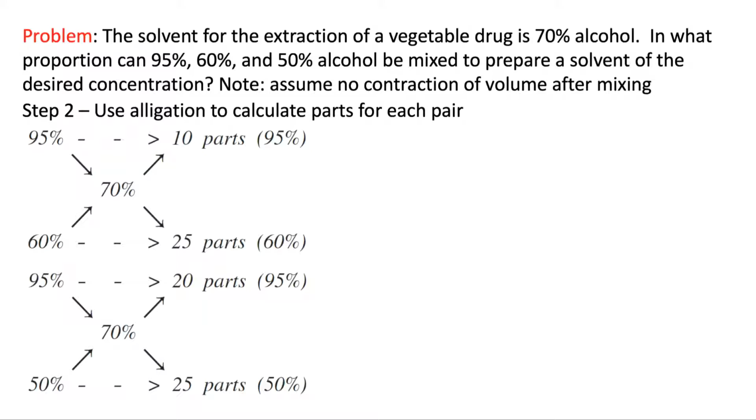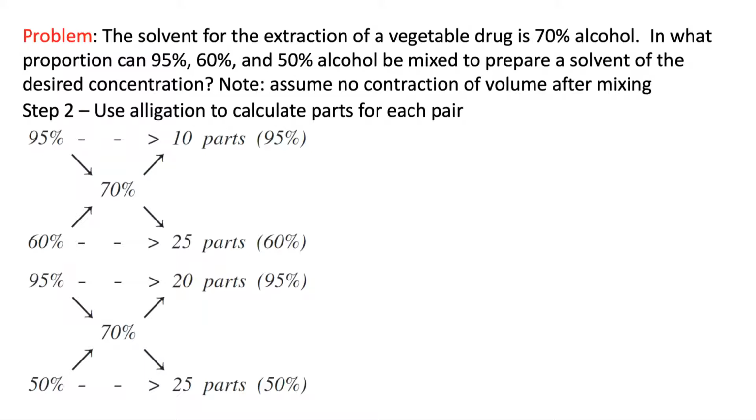This time, though, going from the lower left up, we would take 70 minus 50, and that would give us the result of 20 parts directly across from the 95. So again, in the second alligation pair, what we're saying is we need 20 parts to be the 95% and 25 parts to be the 50%. Okay, so up to this point, the alligation process is exactly the same.